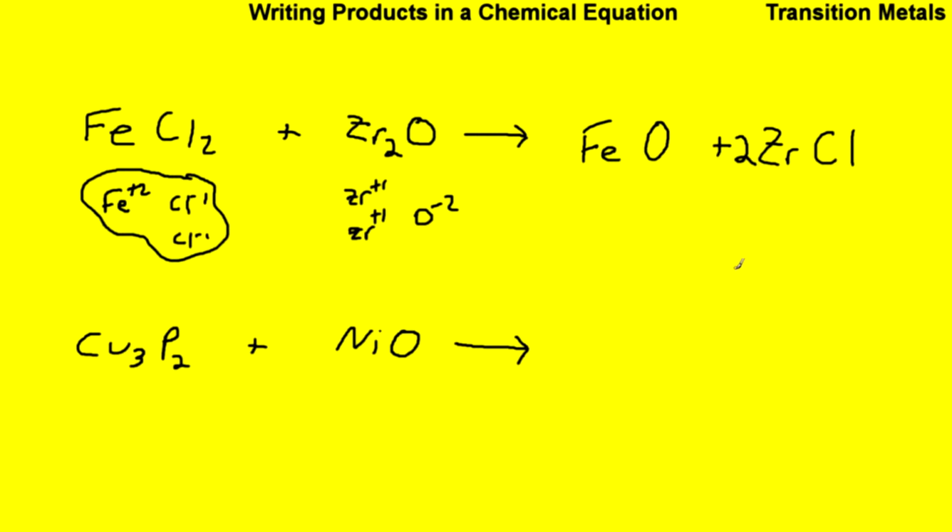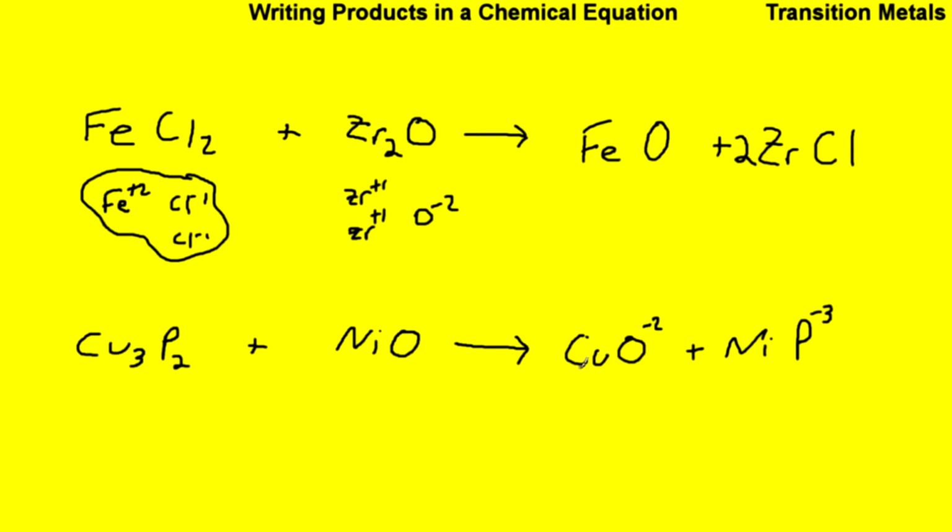Sweet. All right, let's try another one with transition metals. This copper is going to go with the oxygen, metal with non-metal. This nickel is going to go with the phosphorus, metal, non-metal. That's where we're starting. Okay. If you want, put in your charges for your non-metals. You know what they are. Oxygens are -2. Phosphorus is -3.